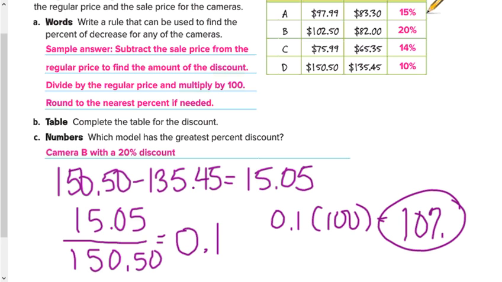Okay? Now, the last thing that we had to do is which model had the greatest percent of discount. Our biggest number was 20%, so it was camera B with a 20% discount.